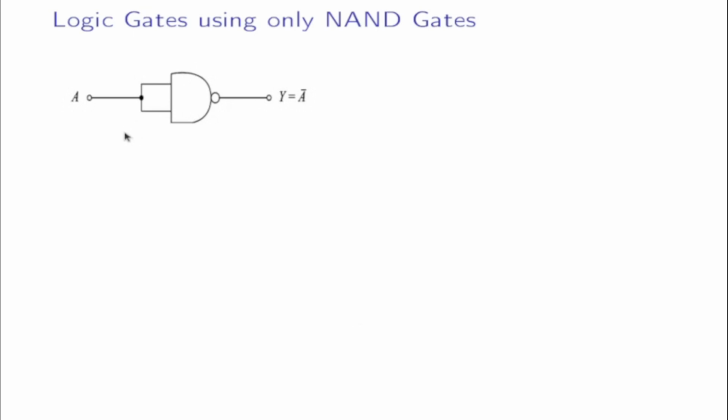So this is the NOT gate using a NAND gate. This is the input A, so the output will be A bar. When you have a 0 at A, the output will be 1. When you have a 1, the output is 0. So this NAND gate acts as a NOT gate in this way.